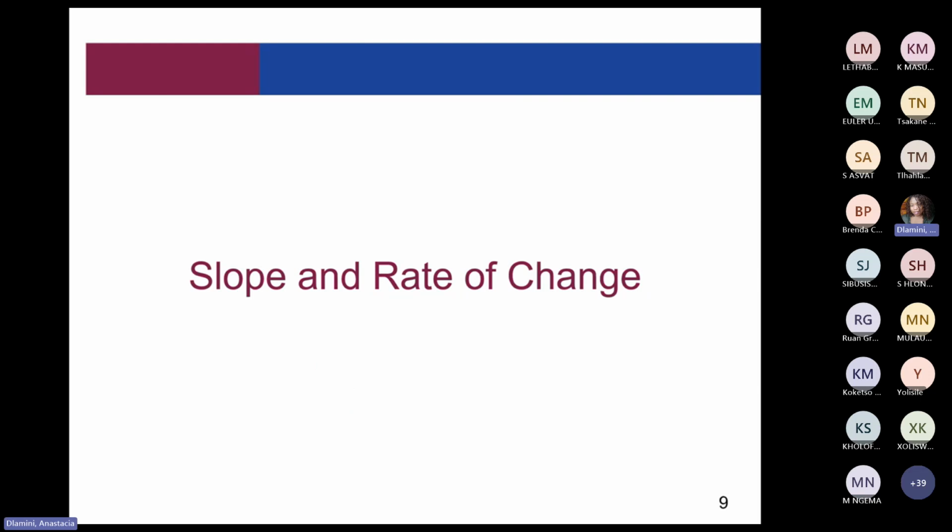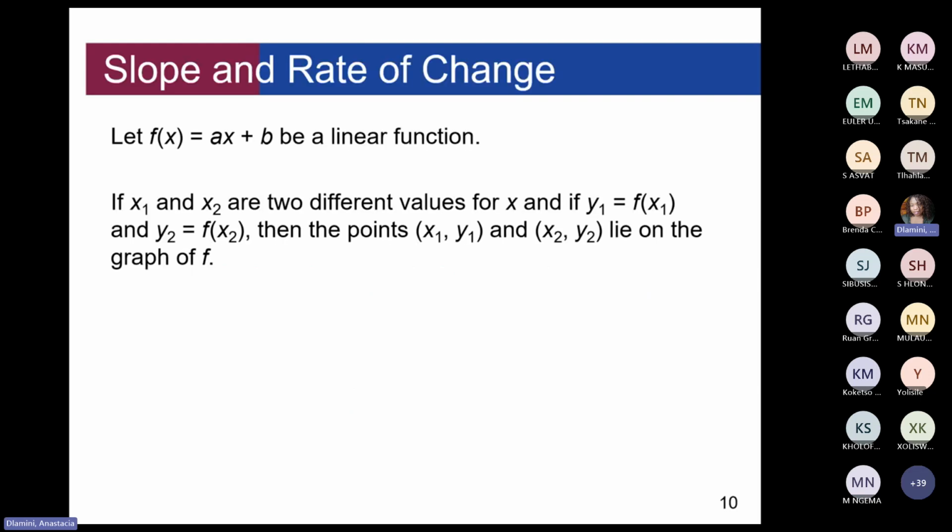So now they talk about a slope and a rate of change. They say let f of x is equal to ax plus b be a linear function. Now they're saying that if x1 and x2 are different values of x, and y1 and y2 are different values of y, then the points x1, y1 and x2, y2 lie on the same graph of f.